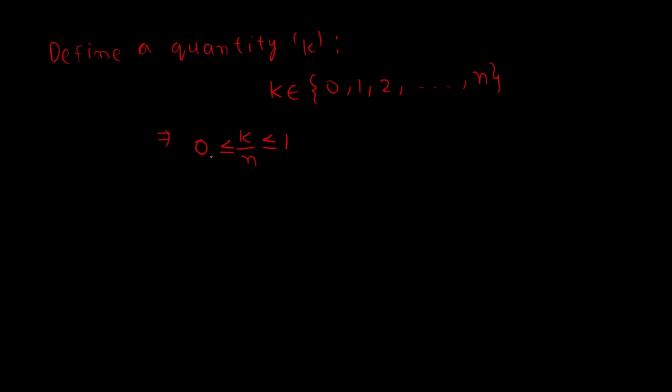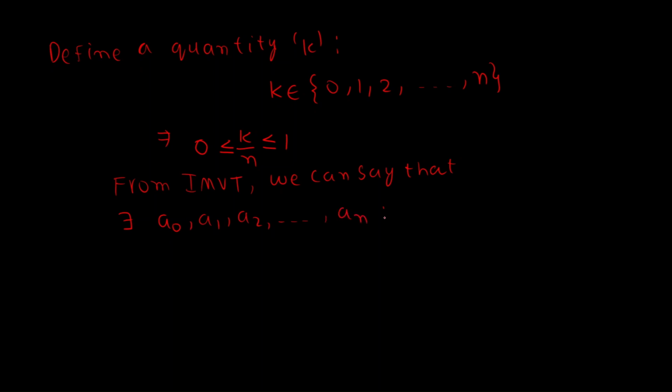Now since this holds true, from intermediate value theorem, we can say that there exist a0, a1, a2 till an such that f of ak is equal to k by n.